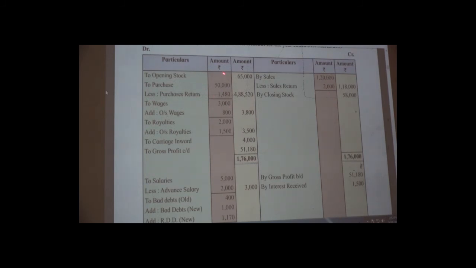Then after deducting the total of the debit side from the credit side, the amount which will be received by us, that amount will be our gross profit. Why? Because it is the excess of our income side over our expenses side. Okay, so this is our gross profit, that is 51,180. So this gross profit will be transferred to the profit and loss account credit side.